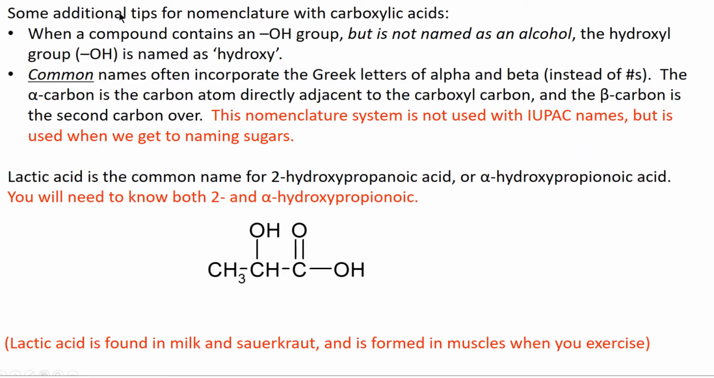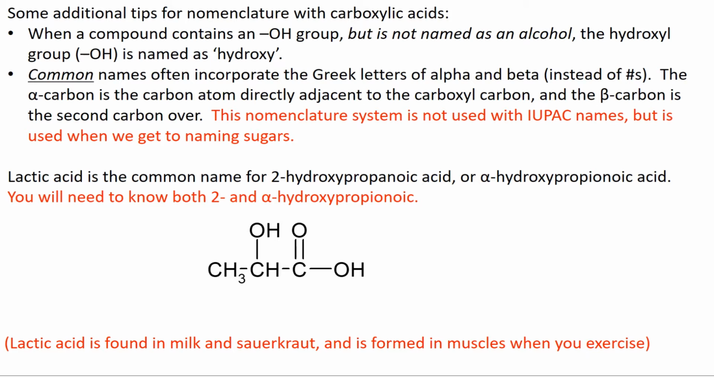Alright, so some additional tips for nomenclature with carboxylic acids. As we discussed in the previous slide, when a carboxyl group is found with a hydroxyl group, the carboxylic acid gets the highest priority. So in order to name your hydroxyl group, you say it's a hydroxy, and then say what carbon number it is coming off of. Now, common names will incorporate Greek letters instead of using numbers.